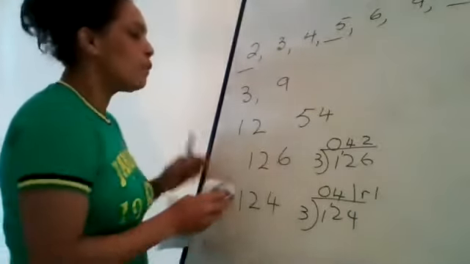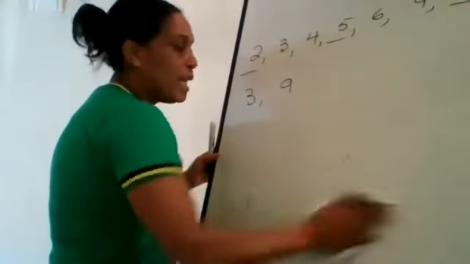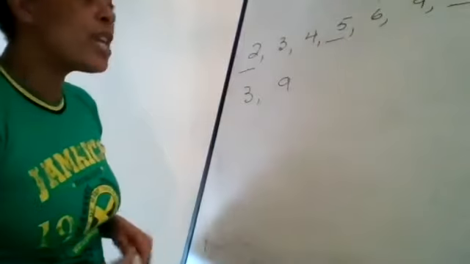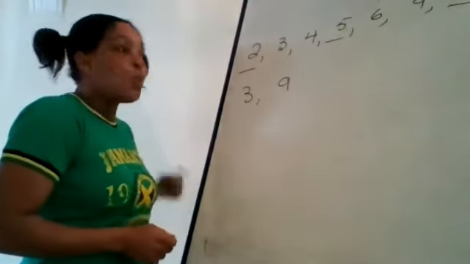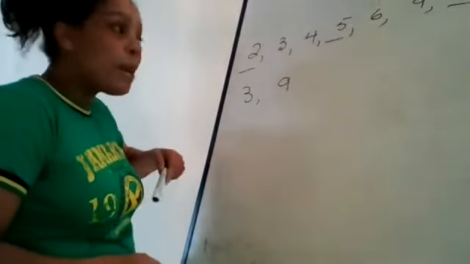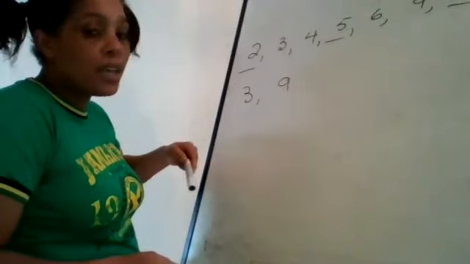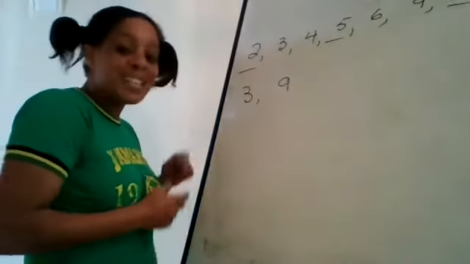Okay, so that is for the 3. Fortunately, the same rule that applies to the 3 applies to the 9. We know that a number can be divided by 9 if when we add the digits together, we get a number that is in the 9 times table.